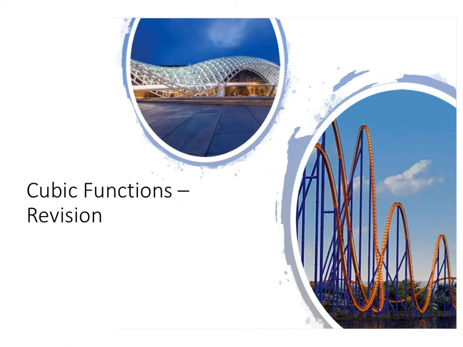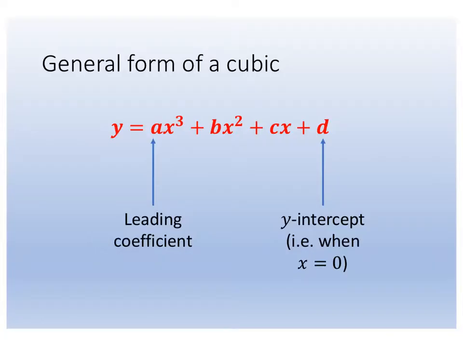Right, we're going to look at a quick revision on cubic functions. First, let's have a look at the general form of a cubic function. Y, or f of x, is equal to ax cubed plus bx squared plus cx plus d. Here, a is the coefficient of x cubed. A itself is the leading coefficient, and d here is the y-intercept when x equals 0.